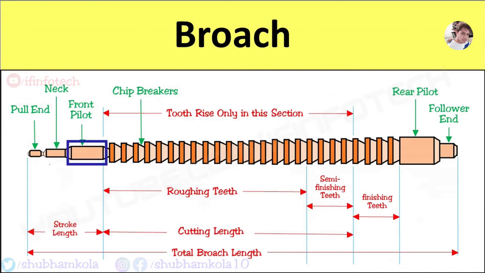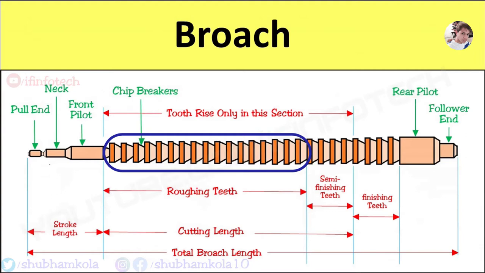Here is front pilot. It guides broach in hole and also works as a roughing no-go gauge. Next is rear pilot, which determines size of finish hole. Here is shank length or stroke length. It is the length to pass from workpiece and attach puller before roughing teeth engage with workpiece.